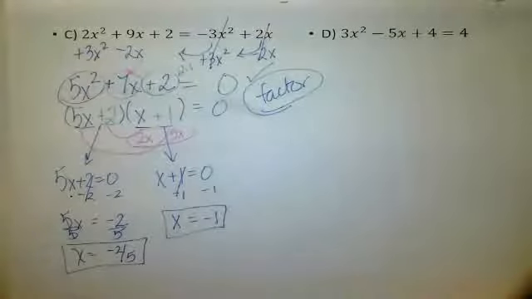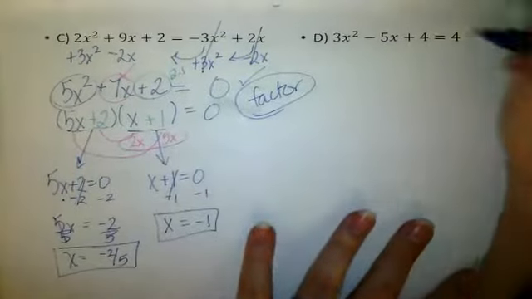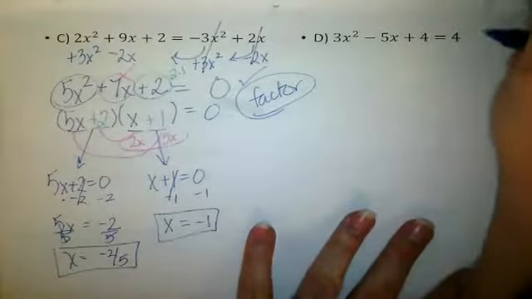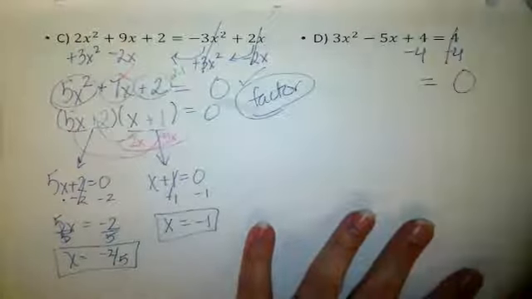Okay, the last one and the most important one. I always say the best for last. 3x squared minus 5x plus 4 is equal to 4. What do we need to do first? Yeah, again, we got to get 0 on one side, so I'm going to subtract the 4 so that I have a big giant 0.